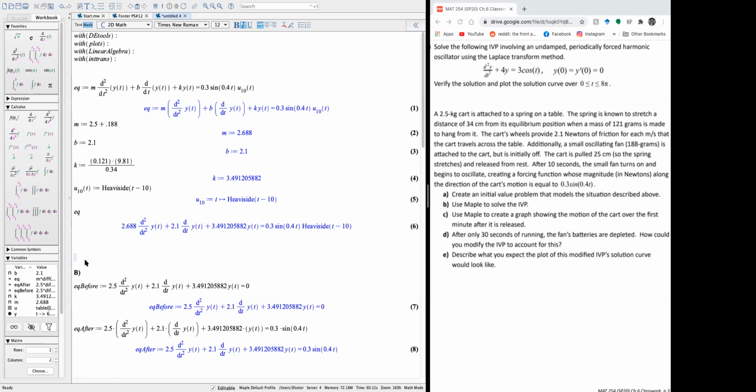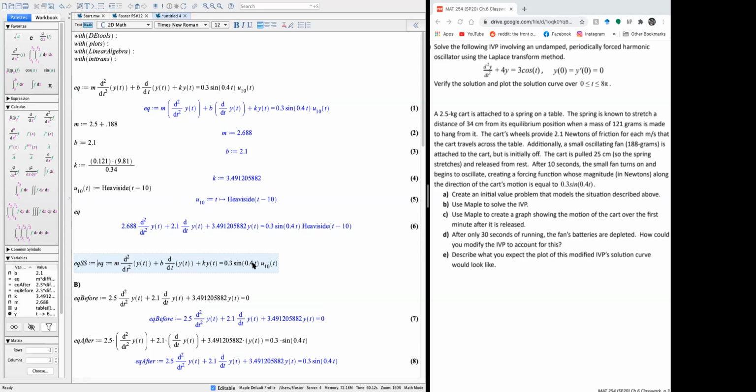So here's the question. Let me approach it a slightly different way. How could you phrase it in the problem, in the question, so that it clearly means shift it over 10 units?